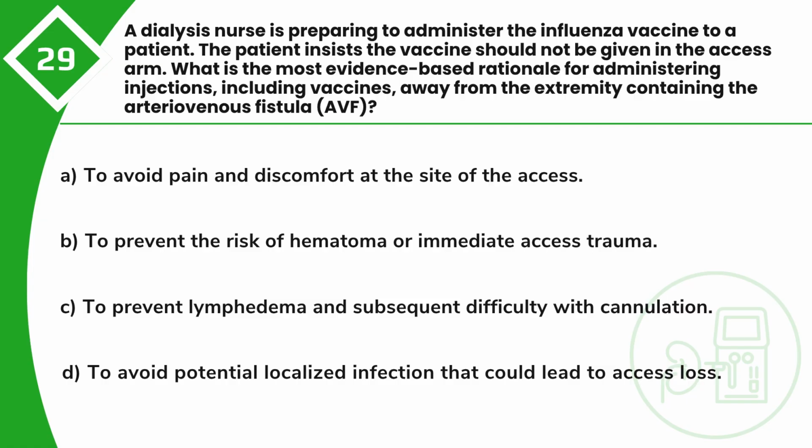Question 29. A dialysis nurse is preparing to administer the influenza vaccine to a patient. The patient insists the vaccine should not be given in the access arm. What is the most evidence-based rationale for administering injections, including vaccines, away from the extremity containing the arteriovenous fistula, AVF? A. To avoid pain and discomfort at the site of the access. B. To prevent the risk of hematoma or immediate access trauma. C. To prevent lymphedema and subsequent difficulty with cannulation. D. To avoid potential localized infection that could lead to access loss.